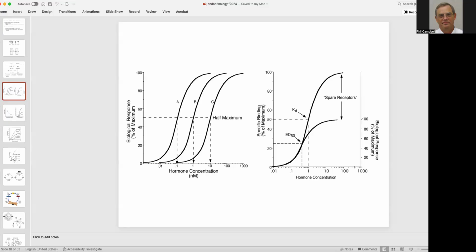a biological response. Over here, it's just the opposite. So that means in order to get the same biological response, I have to add more of that particular hormone variant, right? So routinely what we do is we will graph the hormone concentration, log scale, on the x-axis, and on the y-axis our biological response curve, normalized to 100% maximum, all right?